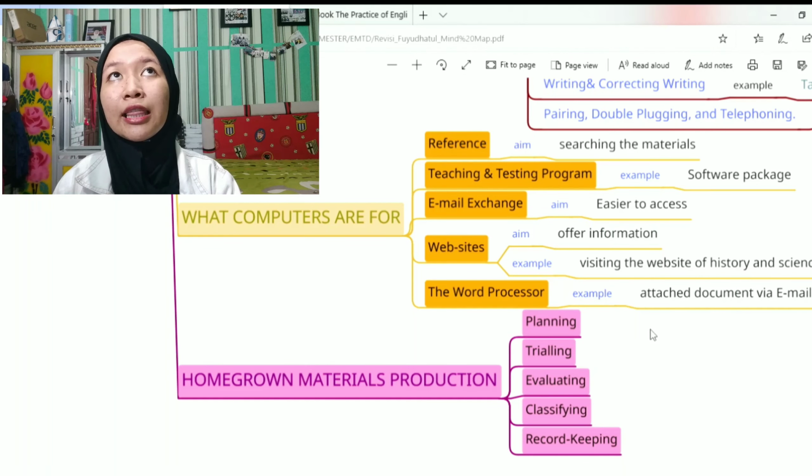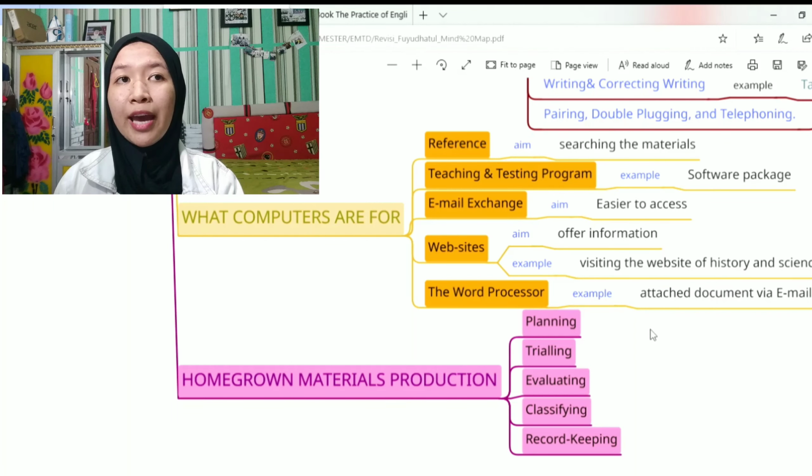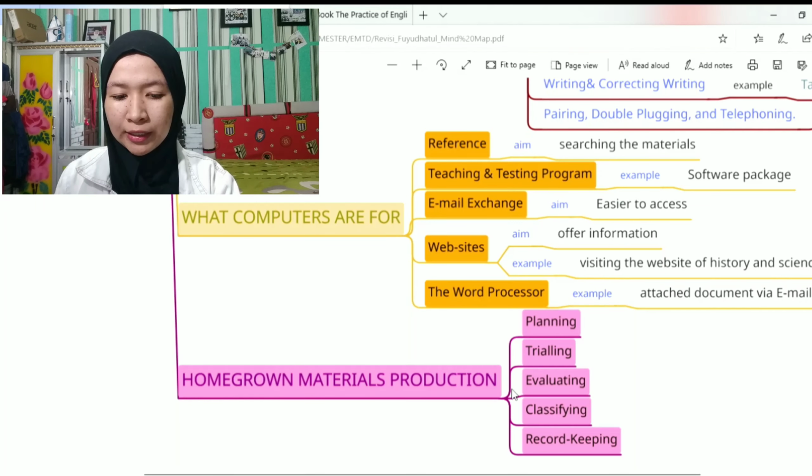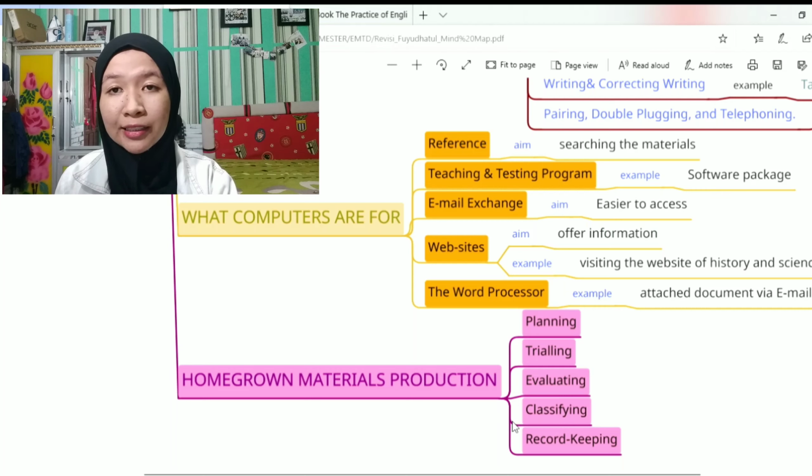For example, in TOEFL preparation, we have the pre-test, and then we explain about TOEFL, and then we have a post-test. And the third is evaluating. In evaluating, the teachers observe in order to evaluate appropriately. So after trialing, after doing the tryout, the teachers should observe for evaluating the results of students. And the fourth is classifying.